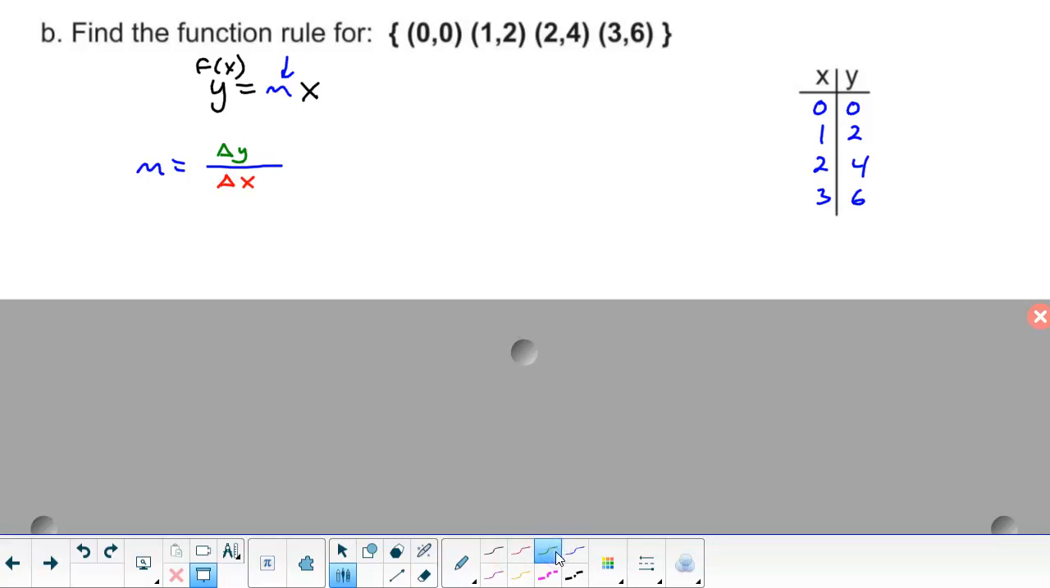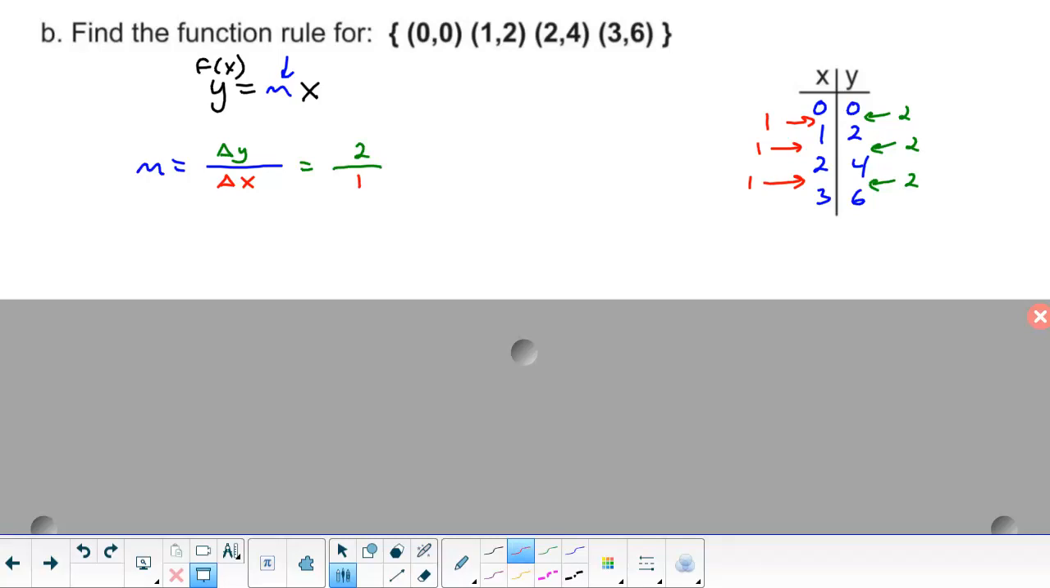We do the gaps of the y first. Between 0 and 2 is 2. Between 2 and 4 is 2. Between 4 and 6 is 2. All right, what's our vertical change? 2. What's our horizontal change? 0 to 1, 1 to 2, 2 to 3. That's got to stay consistent. It does, and it's 1.